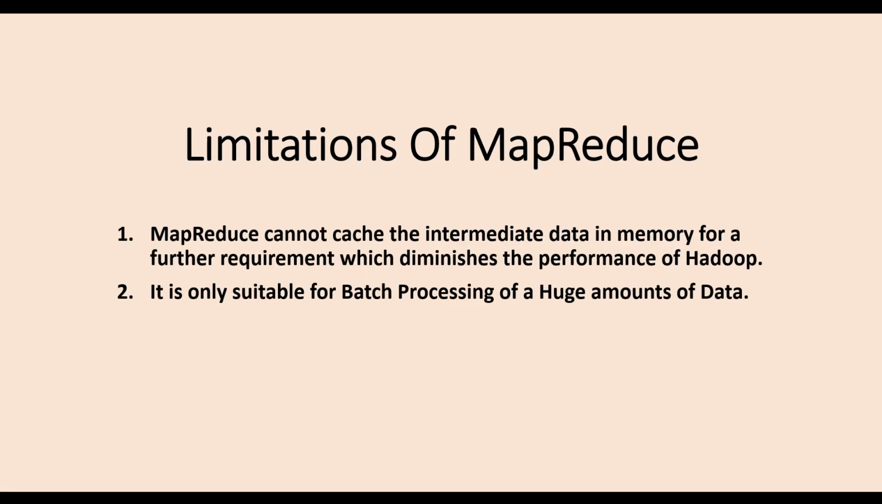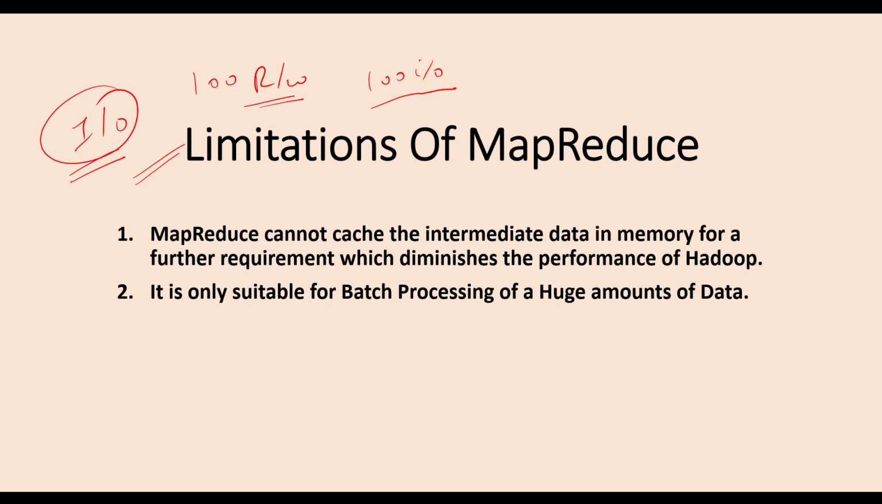There are certain limitations of MapReduce. The first limitation is that a lot of IO operations are involved. For every read and write there are IO operations. Suppose there are 100 read and write operations: you read data, then write it, so 100 IO operations. If your data is very huge, there will be a lot of read and write operations, which ultimately makes your system slower.